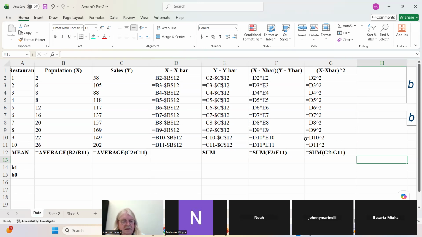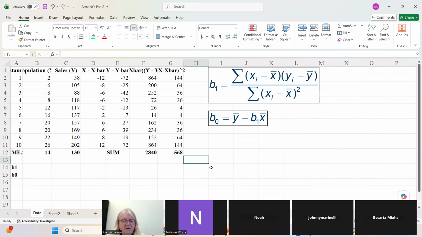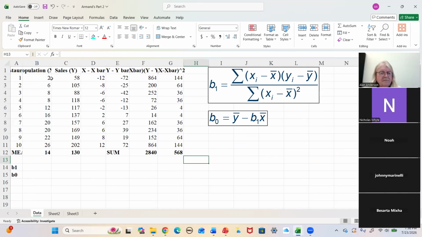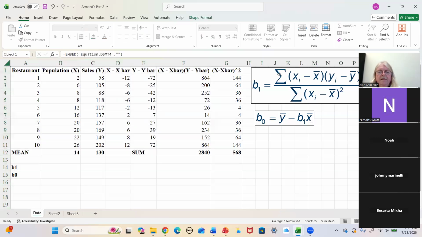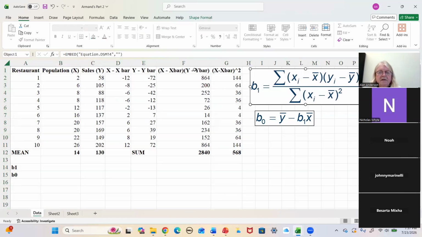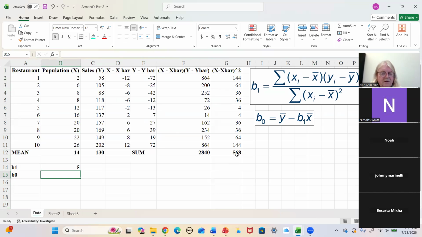All right, now over on the side are the formulas. We saw these earlier. Now we can actually put them together ourselves. It's a little annoying, but it's not too bad. In fact, B1 is nothing but the sum of column F over column G. B0 is Y bar minus the product of this B1 times X bar. That's it.